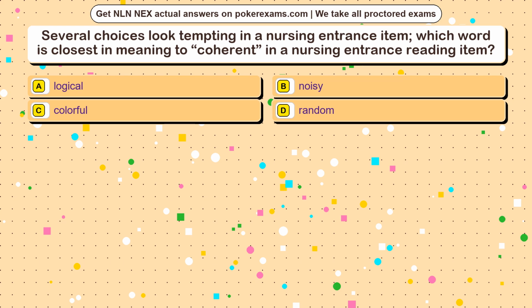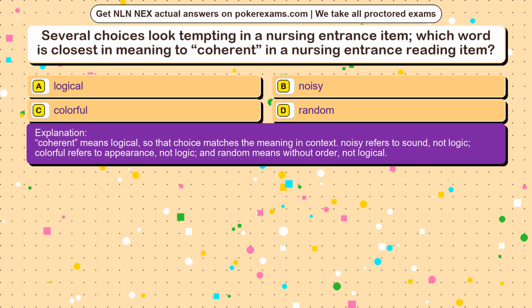The correct answer is option. Coherent means logical, so that choice matches the meaning in context. Noisy refers to sound, not logic. Colorful refers to appearance, not logic, and random means without order, not logical.